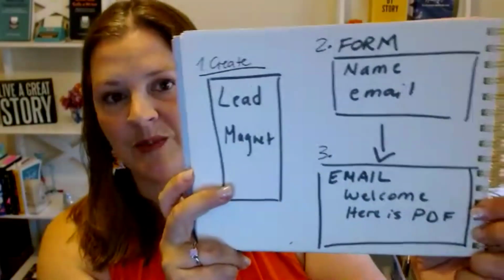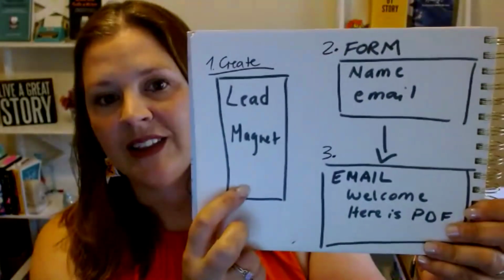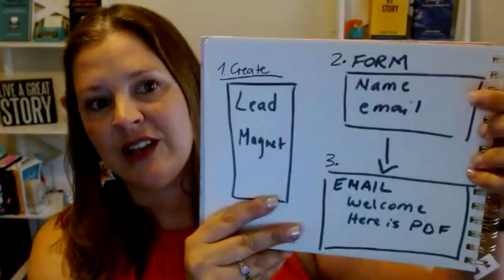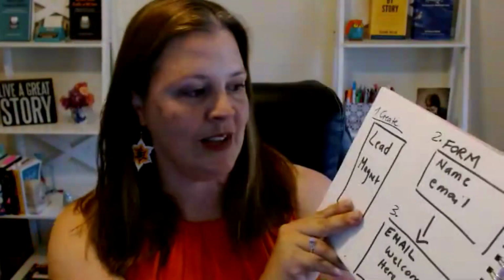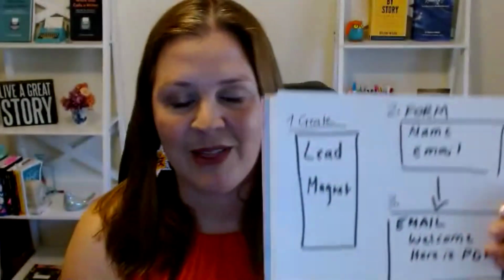So again, the 3 simple steps. You need to create the lead magnet itself. You need to have a form for them to sign up and then send an email: here's your lead magnet. And I think it's backwards. Sorry about that. So 3 simple steps.